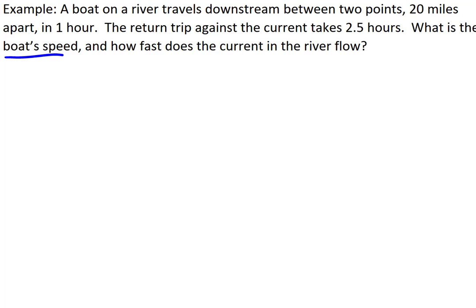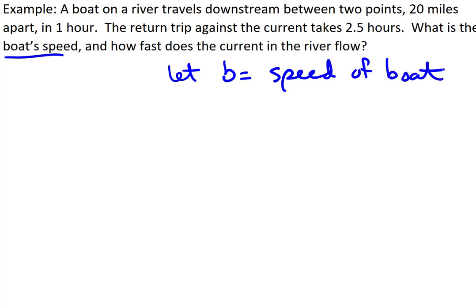They want to know what is the boat's speed. Well, if that's a question, then we want to define a variable that would answer it. So let's let b equal the speed of the boat. Really, you could use any variable, x, y, whatever, but b for boat seems to make sense. So b is the speed of the boat, but the second question was, how fast does the current in the river flow? So why not c for current? So we'll say c is the speed of the current.